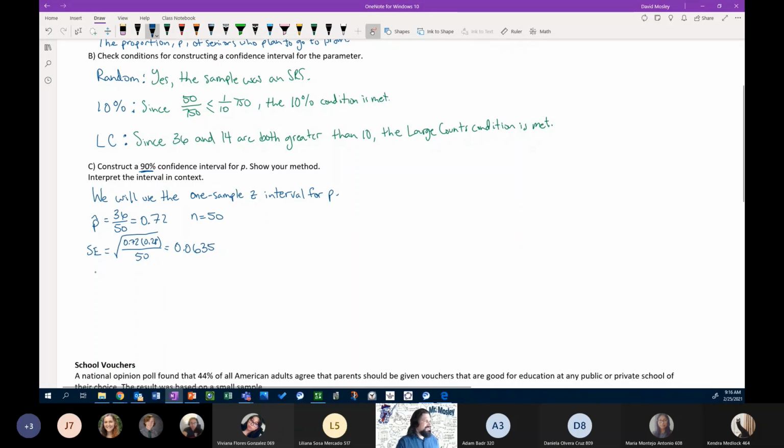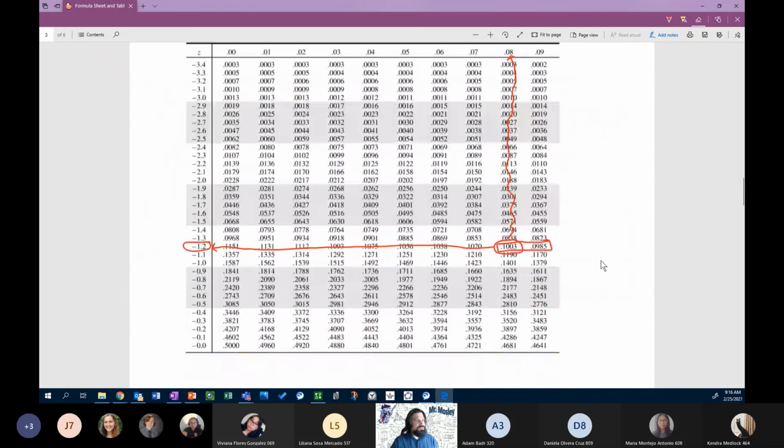All right, we need Z star. We don't have this guy yet. We need that to get our interval. So the 90% confidence interval, right, again, leaves 10% left out, 5% on each side. So again, we go and find that value closest to 0.05. And that's going to be... Where did my 0.05 go? Fine, here. Oh, so there it is.